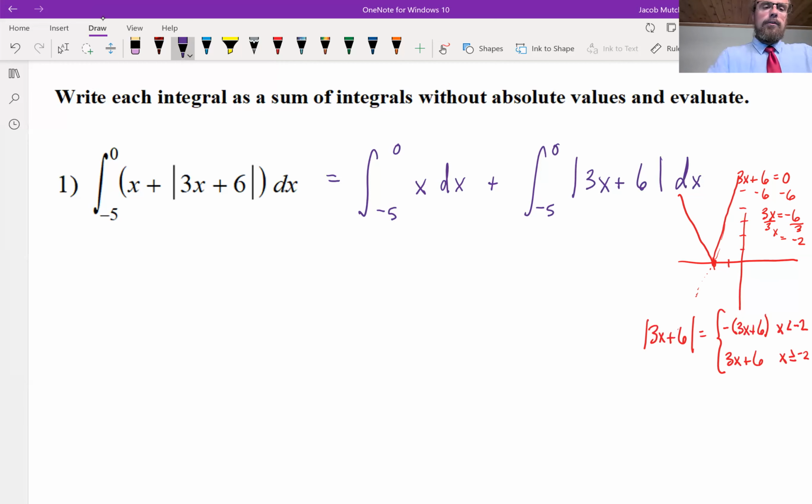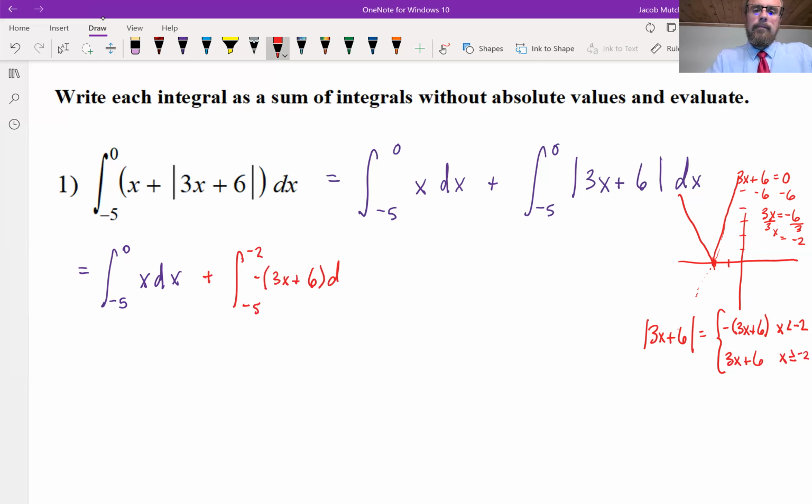So I want to split this integral into two more parts. So I'll keep that first integration from -5 to 0 of x dx. But then I'm going to split this absolute value portion of the integral into two. And I also have to split the domain, and the cutoff here is at -2. So I'm going to evaluate from -5 to -2 for that first version, the negative one. So that's going to be -3x plus 6 dx. And then from -2 to my upper limit of integration at 0 of the positive version, +3x plus 6 dx.